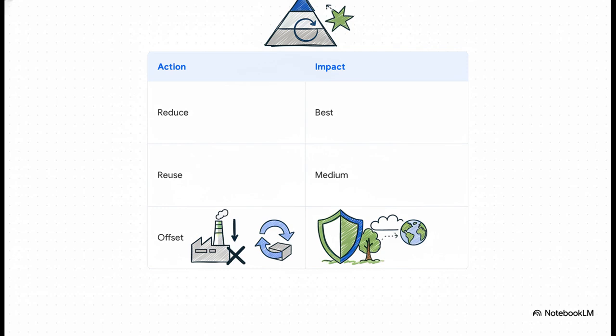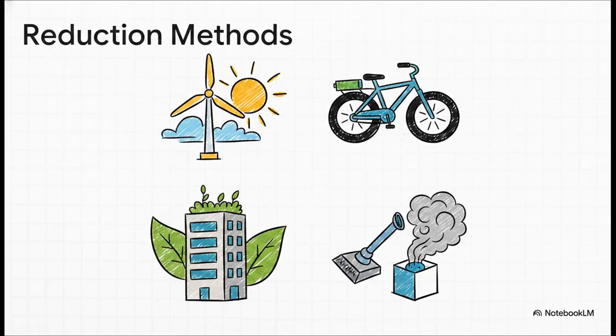Offsetting doesn't stop the root cause of the emissions from happening, it just attempts to clean up the mess afterward. And that's exactly why reduction is always prioritized as the gold standard of corporate sustainability. Okay, so how do companies actually execute those top tiers of reduce and replace? They deploy tangible, real-world methods.